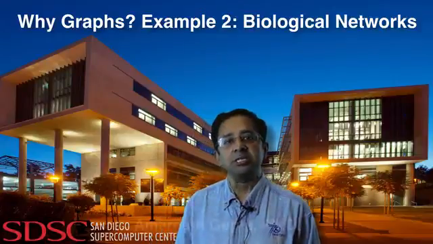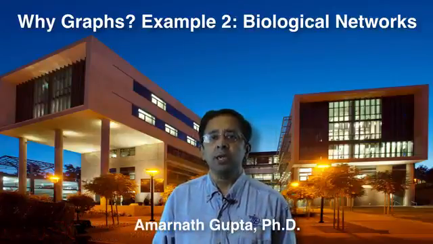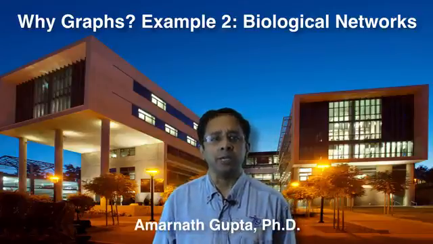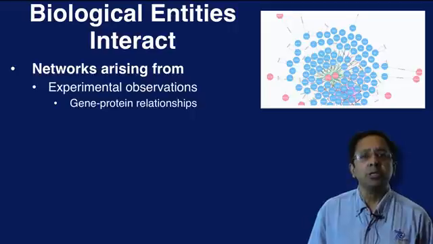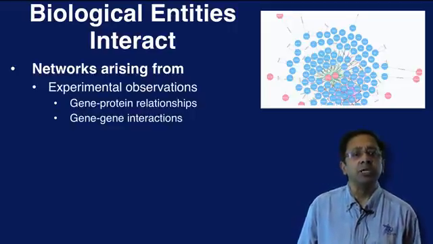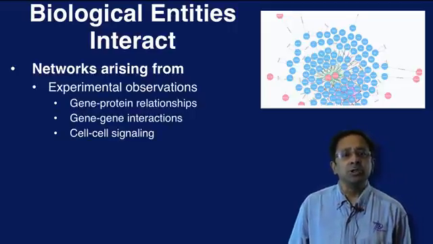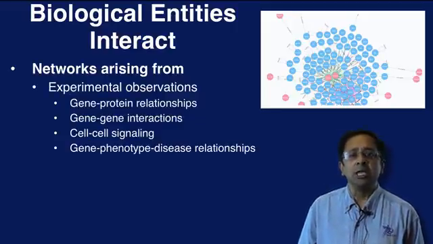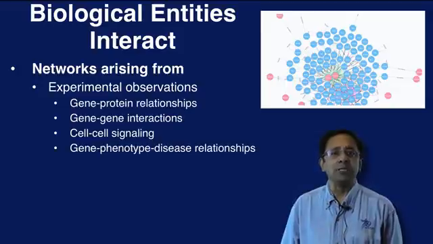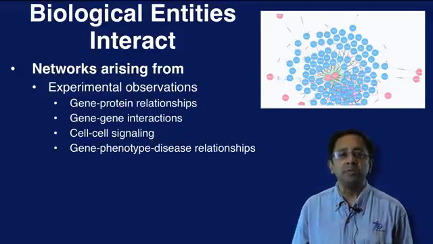Our second use case is about biology. Interactions arise naturally in biology. Genes produce proteins. Proteins regulate the functions of other proteins. Cells transmit signals to other cells. Dysfunctional genes lead to pathological conditions that present themselves as observable phenotypes.